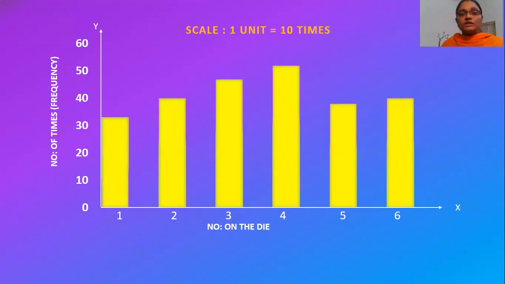Let me ask you one question. Which is the most frequently occurring number when you are rolling a die? Here it is number 4. Similarly, other information can also be obtained from the bar graph, and height of the bar graph will give you the required information.